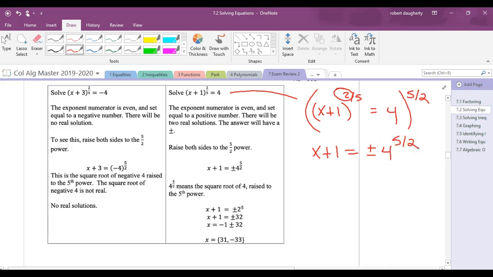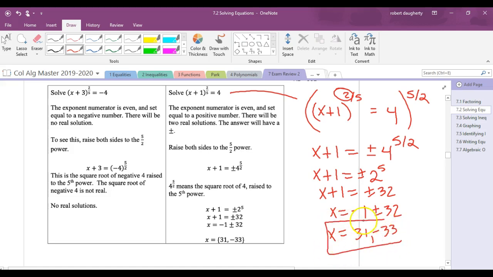What does 5/2 mean? It means the square root of 4 raised to the 5th power. So this is x plus 1 equal, what's the square root of 4? That's 2, raised to the 5th power. So x plus 1 equal plus or minus 32. x equal negative 1 plus or minus 32. So x is equal to 31 or negative 33. Those are my two answers.